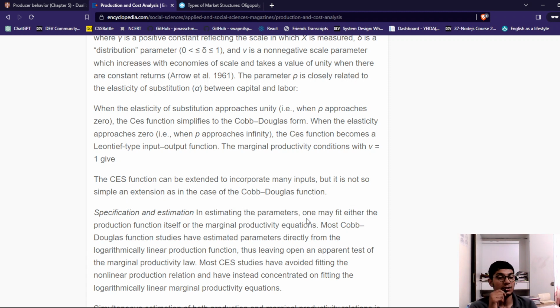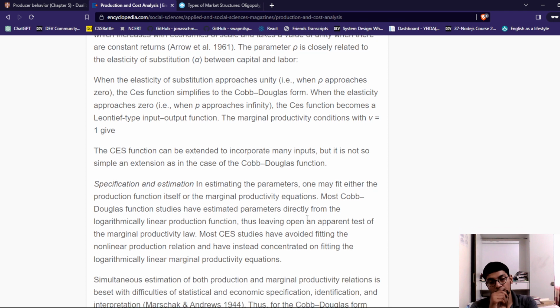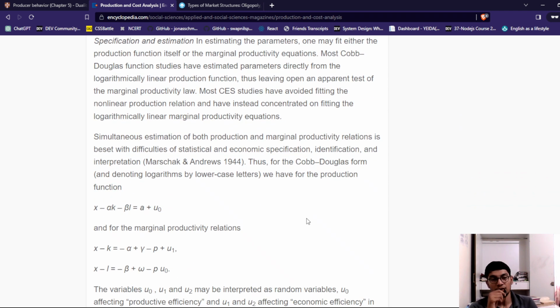Specific estimation: in estimating the parameters, one may fit the production function itself or a marginal productivity equation. Most Cobb-Douglas function studies have estimated the parameters directly from the logarithmically linear production function, thus leaving open an important test. Most CES studies have avoided fitting the nonlinear production relation and have instead concentrated on fitting the logarithmic marginal productivity relation. Simultaneous estimation of both the production and marginal productivity relations raises difficult problems of identification and interpretation.